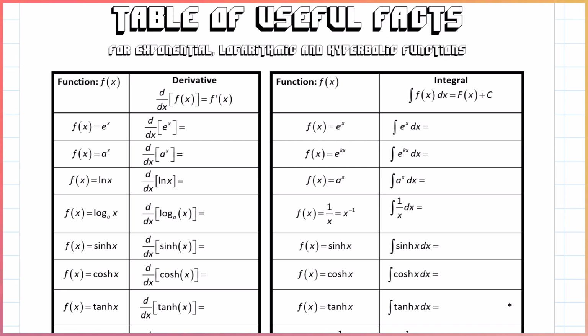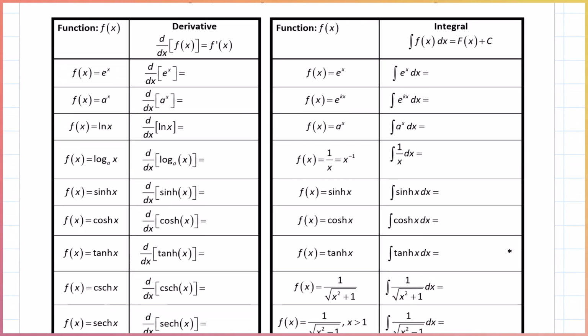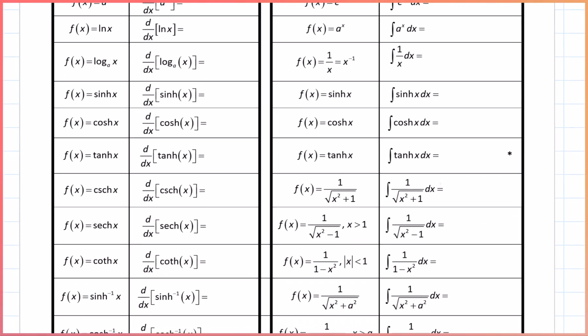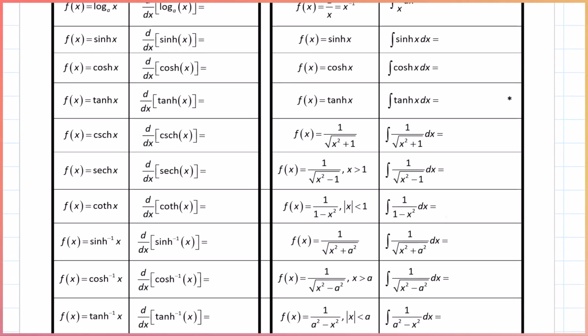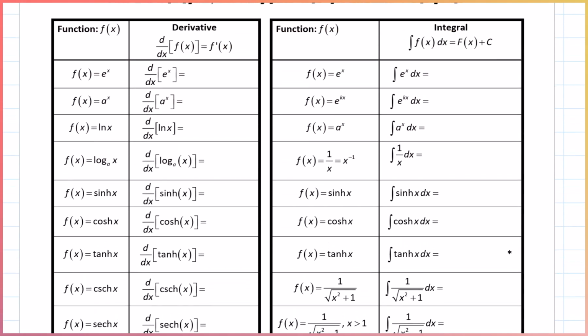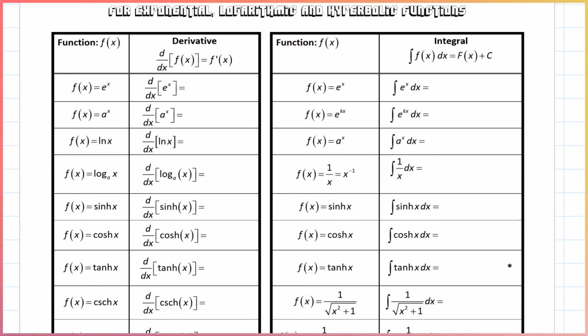Okay, so I've also included this table of useful facts. And notice there's a lot of blanks on here because this is for you to use and for you to fill out. So over here in these two columns are some basic functions. We've got our exponentials, our logarithmic, and our hyperbolics, all six of the hyperbolics and three of the inverse hyperbolics. And you should be able to write all of their derivatives down.